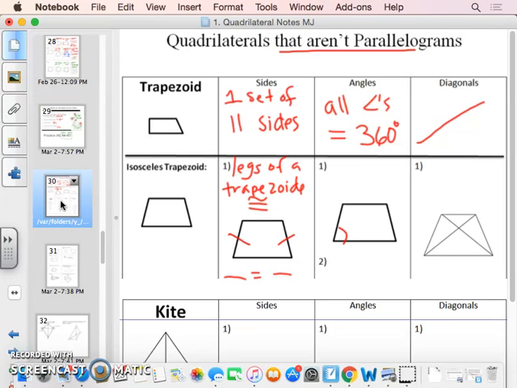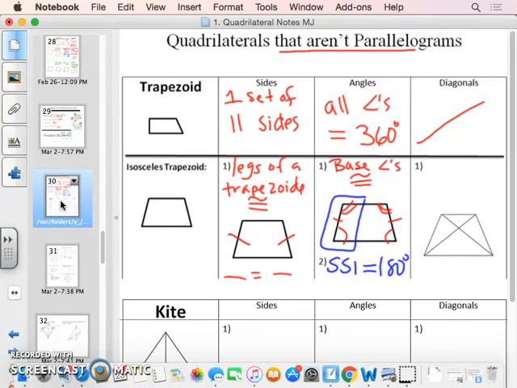So these angles are base angles. They're congruent to each other. Now if we turn this thing around, then these would be the base angles. So they're also congruent to each other. And then we can also apply the SSI theorem, same side interior, because we have parallel lines. You can say that same side interior angles equal 180 degrees.